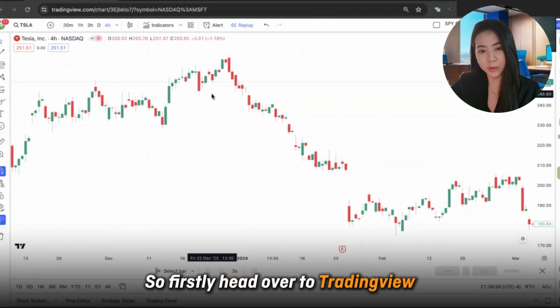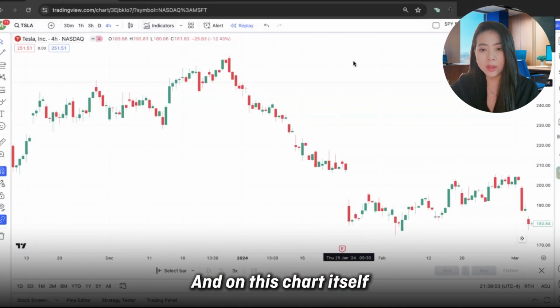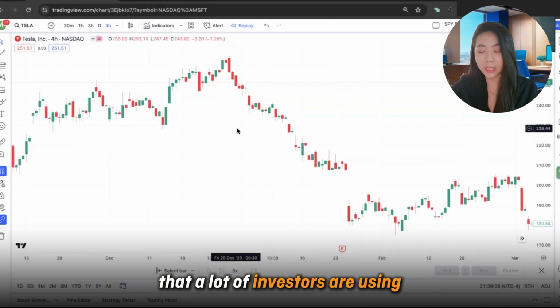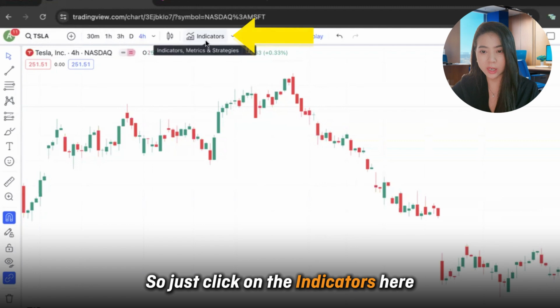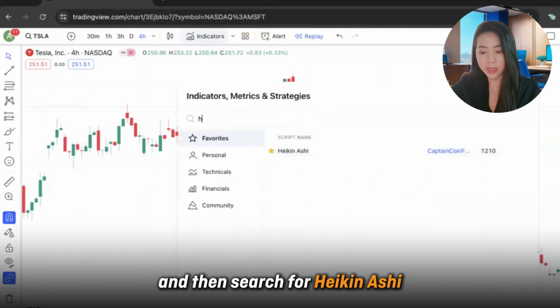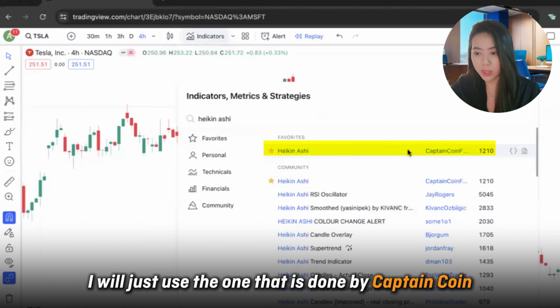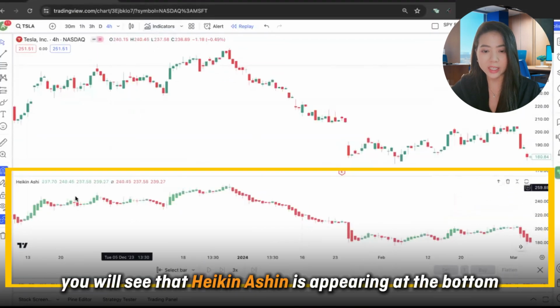So firstly, head over to TradingView and click on any asset or any instruments that you are looking at. And on this chart itself, you can see that this is the usual candlesticks that a lot of investors are using. So how do you input Heikin Ashi into your TradingView chart? Just click on the indicators here and then search for Heikin Ashi. You can just select any of it. For me, I will just use the one that's done by Captain Coin. When you click on it, you will see that Heikin Ashi is appearing at the bottom.